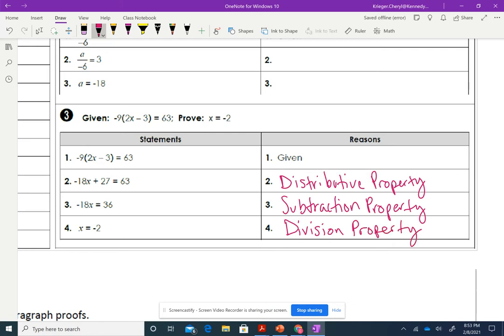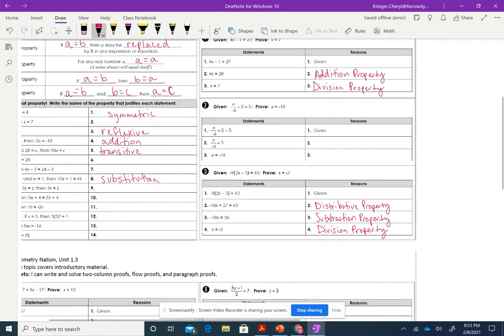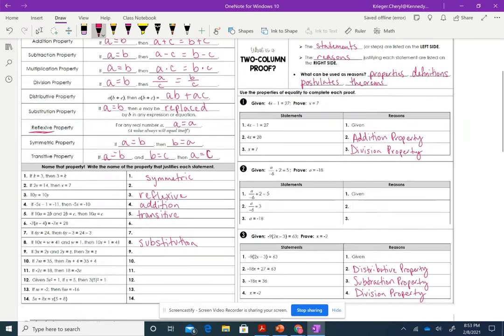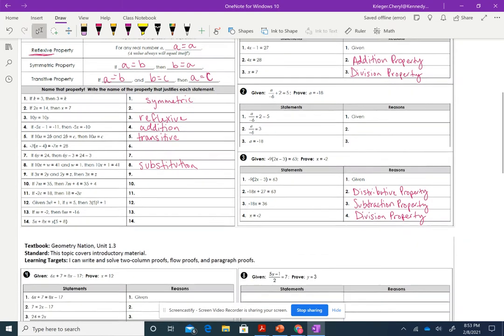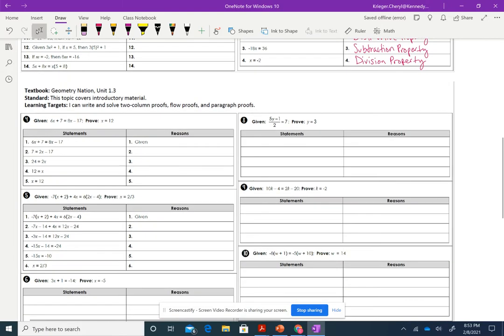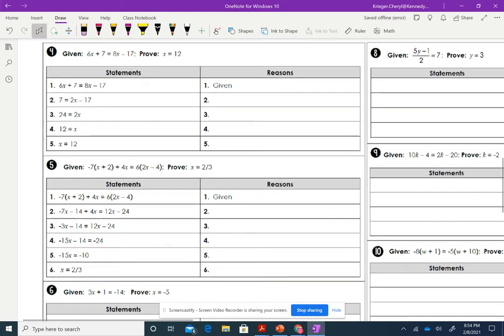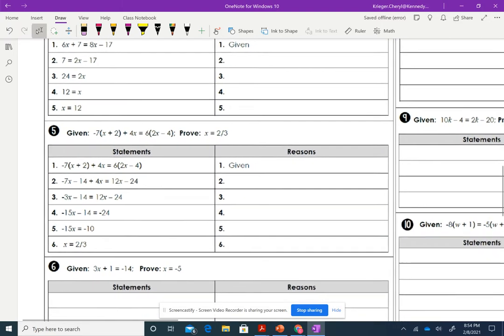So hopefully you guys are getting the hang of this with algebraic proofs. We are just writing the reasons and using the properties for every single step that we do. Do we like it? Probably not. Most people don't like proofs, but it's okay. Okay, I'm going to do number 5.